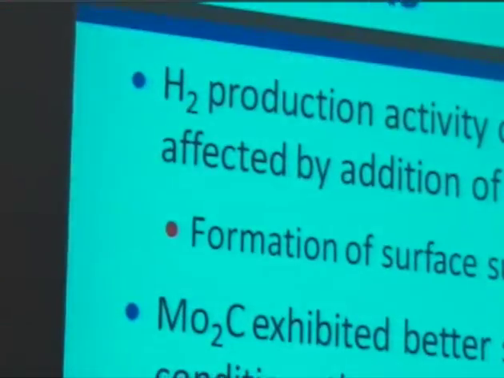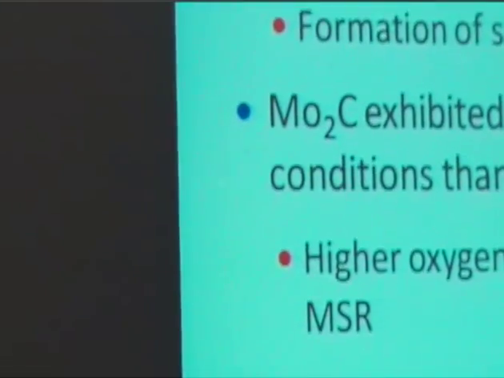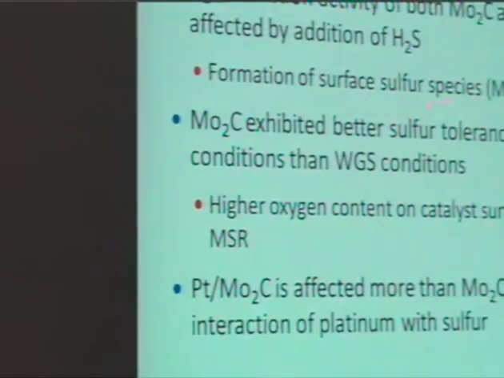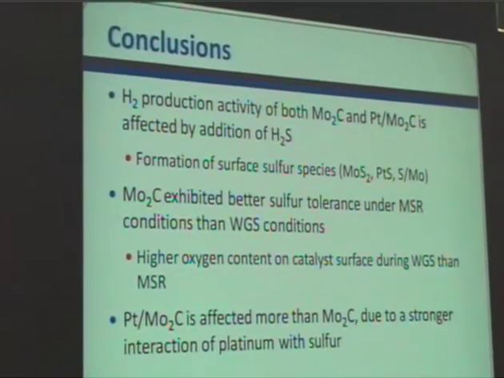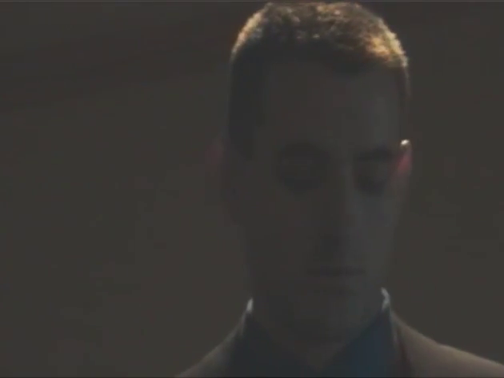So with that, I'd just like to conclude saying that the hydrogen production rates for both of these catalysts were definitely affected with only 5 ppm of H2S. We saw the formation of a number of different species: molysulfide, platinum sulfide, sulfur adsorbed on molybdenum. However, we noticed that molycarbide exhibited a much better sulfur tolerance under steam reforming conditions than it did under water gas shift conditions, and this seems to lend itself to this belief that the oxygen content on the surface affects how extensively these catalysts are sulfided. And last, as I showed, platinum molycarbide is affected more than molycarbide due to what appears to be a stronger interaction with sulfur than molybdenum carbide.